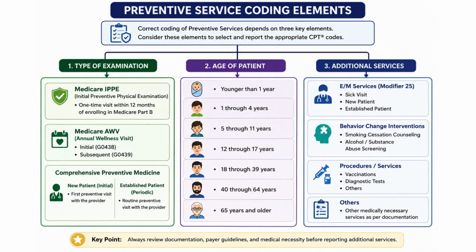The second factor is the patient's age. Preventive medicine codes are age-specific, beginning with infants younger than 1 year and extending through patients aged 65 years and older. Selecting the correct age category is essential for accurate code selection.